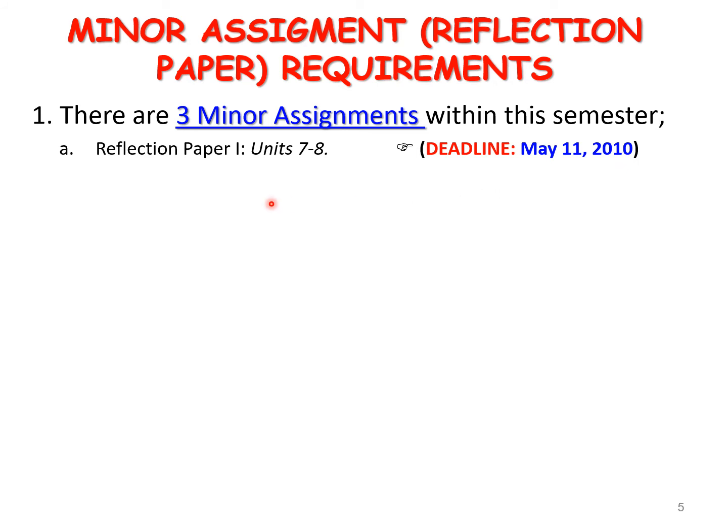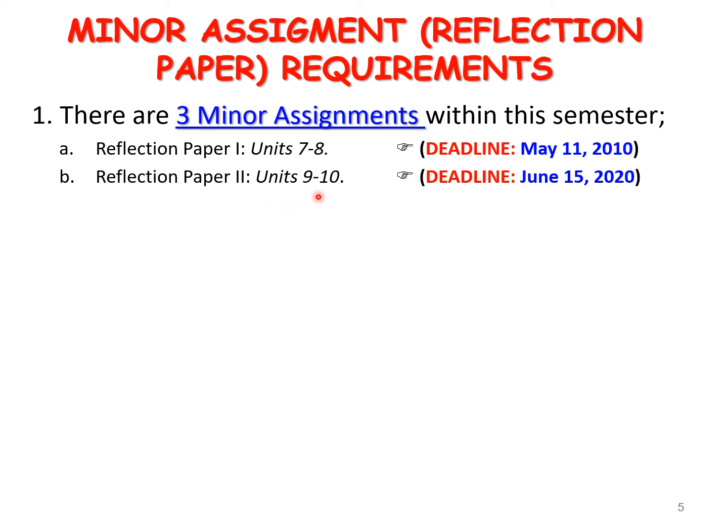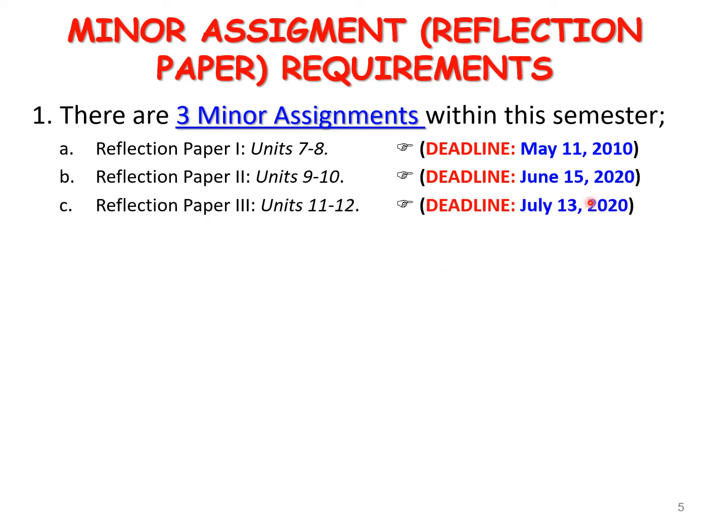And the second one, reflection paper number 2, Unit 9 and 10. You are required to hand it in on June 15, 2020, right? And the last one, reflection paper number 3, Unit 11 and 12. You need to hand it in on July 13, 2020. So these are the deadlines. You cannot miss the deadline. If you miss the deadline, it means you miss your score for that part, right?